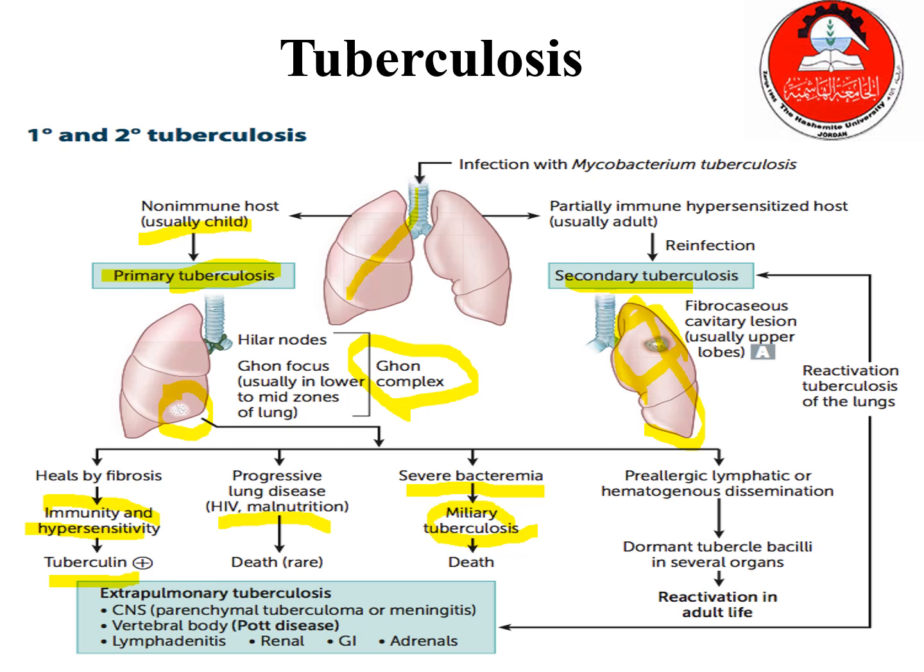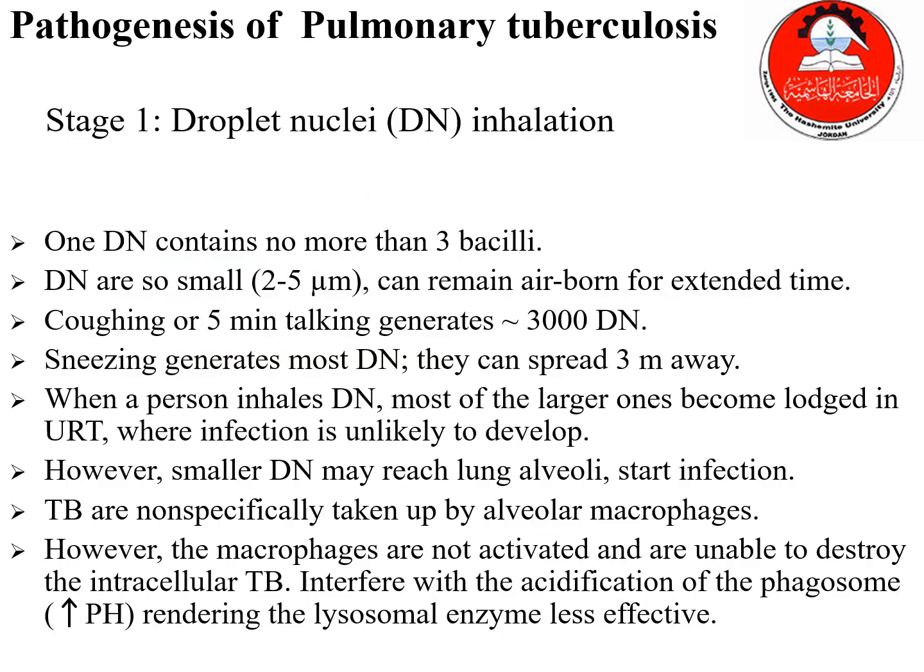The coming slide would review the tuberculosis pathogenesis that we talked about in this slide. So first of all, the first step is droplet nuclei inhalation. So as we said, the droplet might contain a large number of microorganisms within, and a single cough or sneeze might generate more than 3,000 droplet nuclei, and they can spread up to 3 meters away.